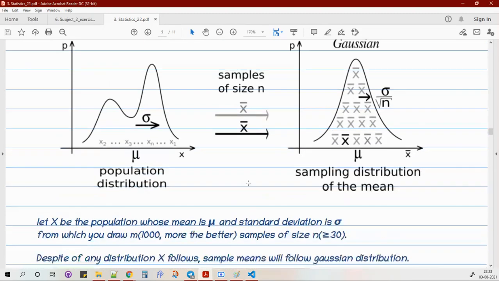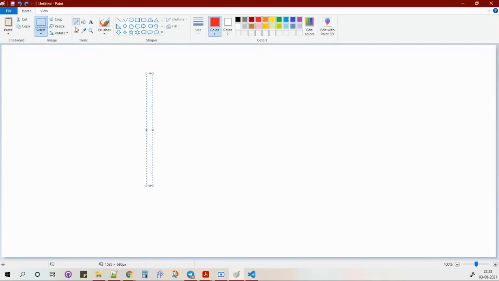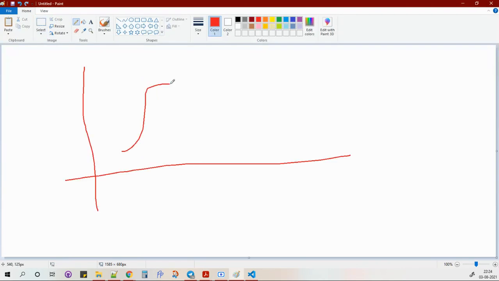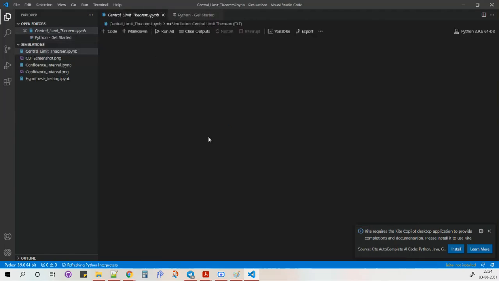And any distribution means even discrete random variables, it will work for them also. Any distribution, Pareto law, exponential, anything, even if you don't know what the distribution is, at the end everything will convert to normal.